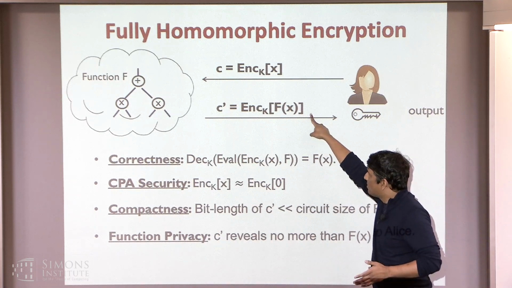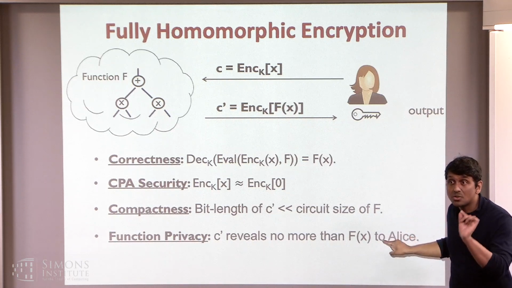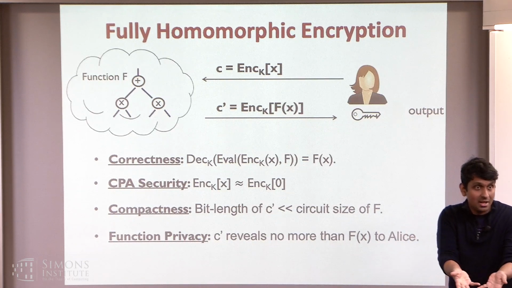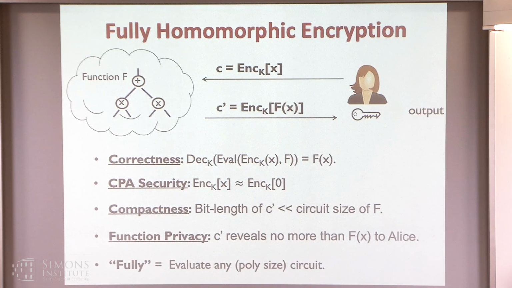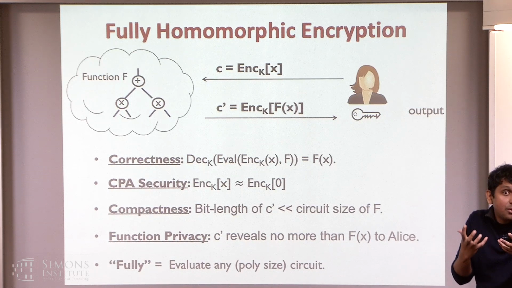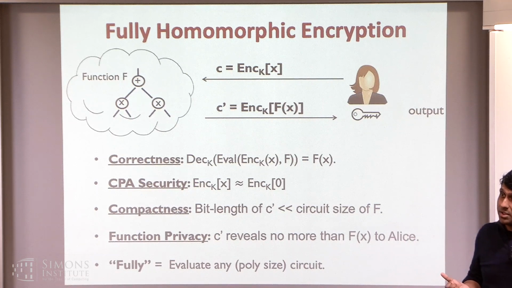In other words, that C prime reveals no more than f of x to Alice, and Alice actually knows the private key, so she can decrypt and learn f of x clearly. Maybe more, I want to say no more. That's all you can do. That's called function privacy in the literature. So these are the properties: correctness, security, compactness, and function privacy. And fully here means that this encryption system should be powerful enough to evaluate any polynomial size circuit on encrypted data.